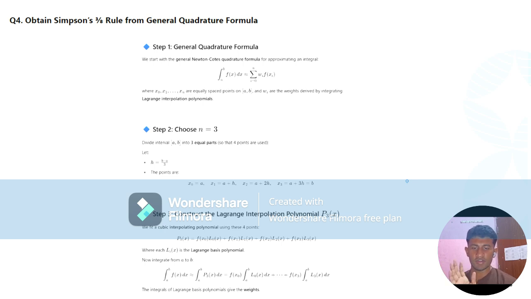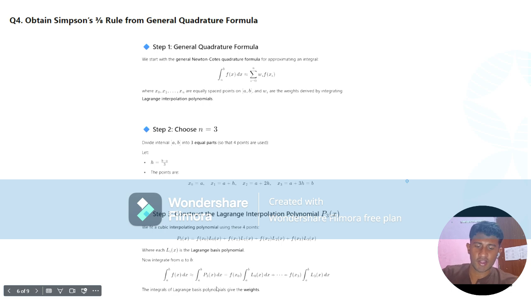Obtain Simpson's 3/8 rule from general quadrature formula. Step 1. What is general quadrature formula? We start with general Newton quadrature formula for approximating an integral. As you can see on the screen, this is the following equation for the Newton-Cotes formula, where x0, x1, ..., xn are equally spaced points on [a, b], and wi are the weights derived by integrating Lagrange interpolation polynomials.